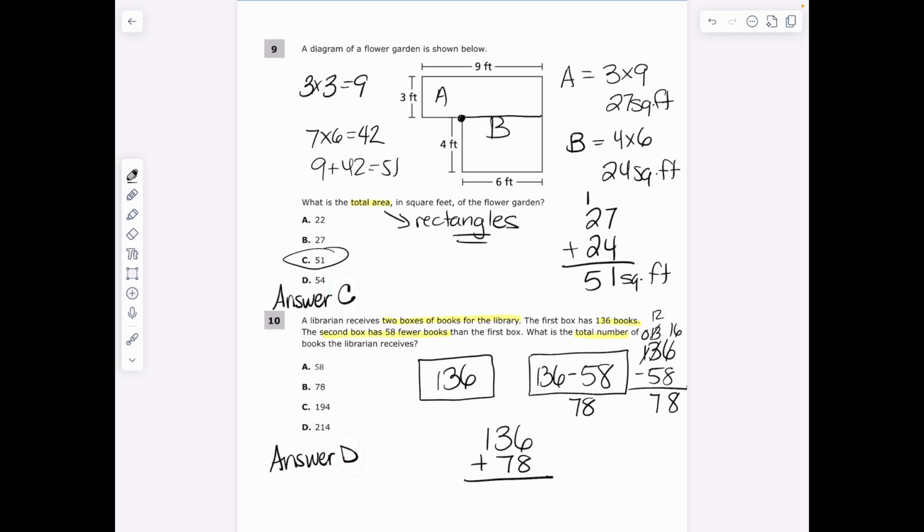But now I can add. 6 plus 8 is 14. 4 plus 7 is 11. And 1 plus 1 is 2. 214. Hit pause and jot this down into your notes.